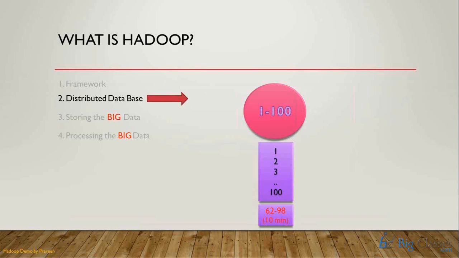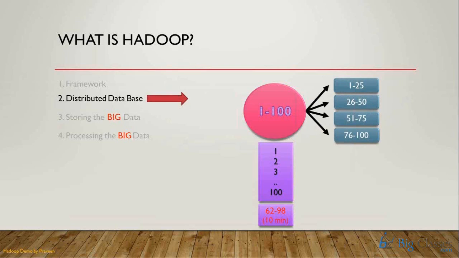What needs to be done? Instead of me alone doing this task, I am going to distribute my task to 4 people. 1 to 25 one person, 26 to 50 another person, 51 to 75, 76 to 100. So they need not process 100 records. They can process only 25 records. For 100 records, if it is taking 10 minutes, for 25 records it is 2.5 minutes, and we can complete the task.